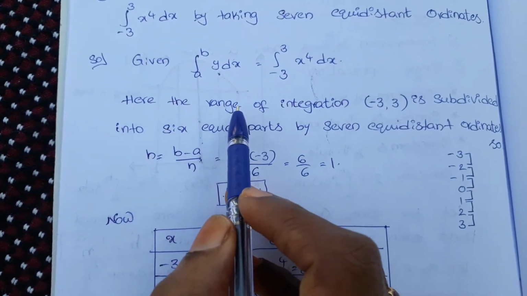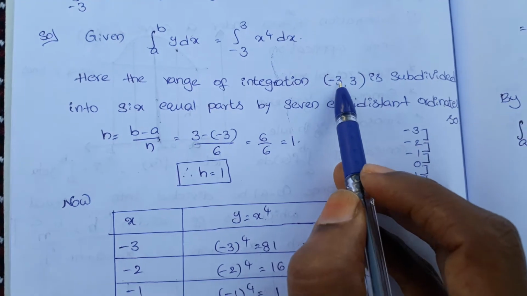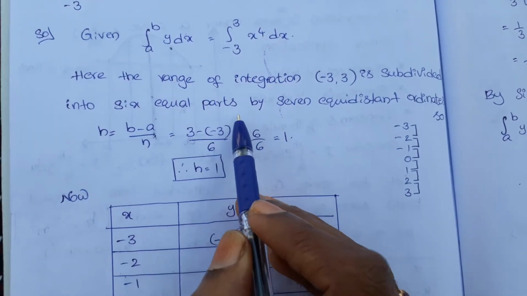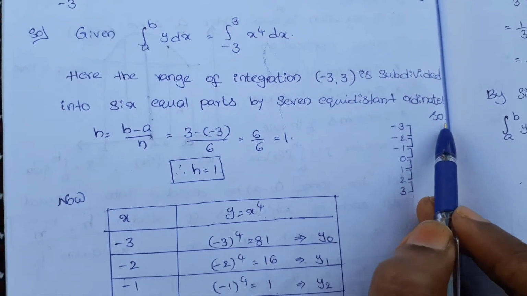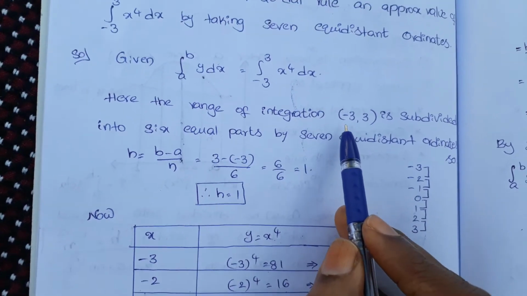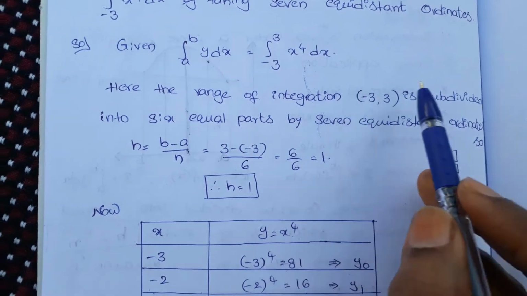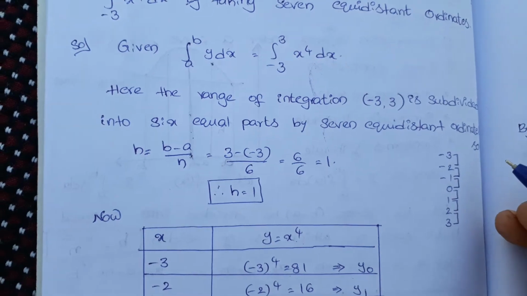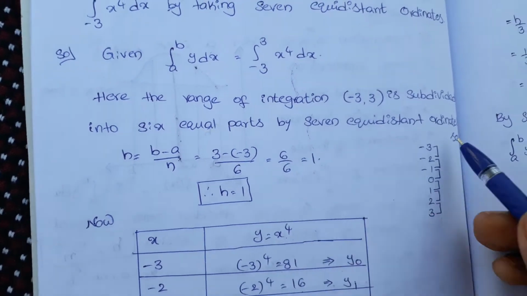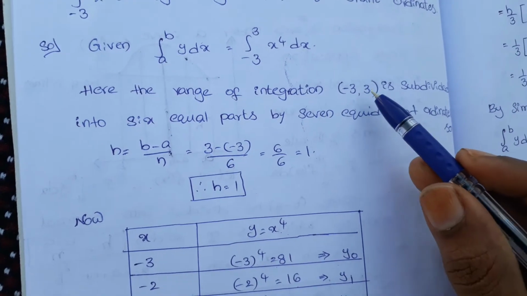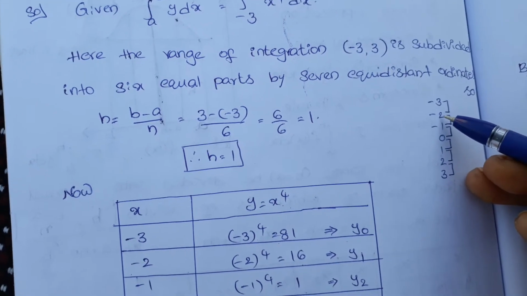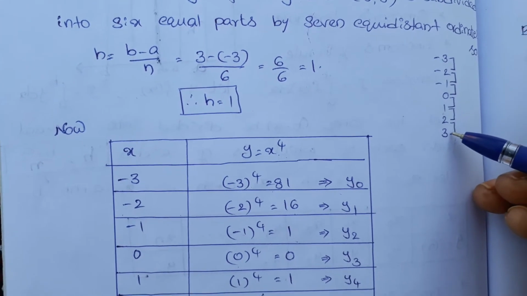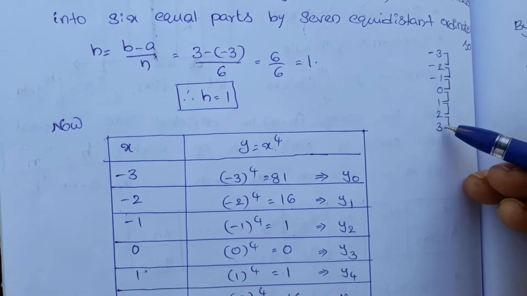Here the range of integration, minus 3 to 3, is subdivided into 6 equal parts by 7 equidistant ordinates. Subdivided into 6 equal parts means 7 equidistant ordinates: minus 3, minus 2, minus 1, 0, 1, 2, 3. These are all 7 numbers, the 7 equidistant ordinates.